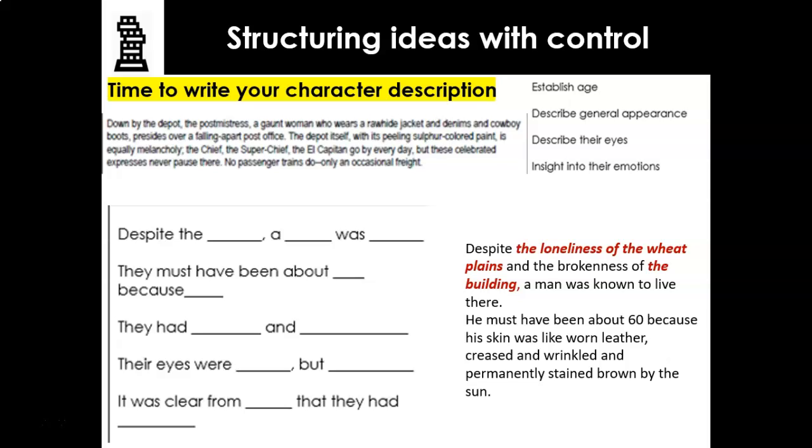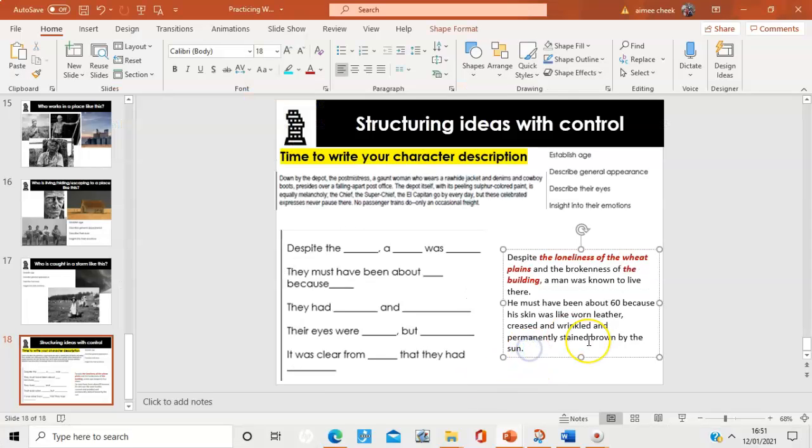So I'm going to say he must have been about 60 because his skin was like worn leather, creased and wrinkled and permanently stained brown by the sun. So I'm just going to add in here for us. Okay, he had... I'm just using "they had", but I'm changing it now to "he had" because I know my character now. So I've done his skin, and you can see I've got a sentence direction in a minute to focus on his eyes. So I'm going to pick up on some other details.